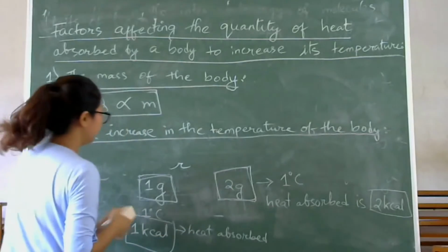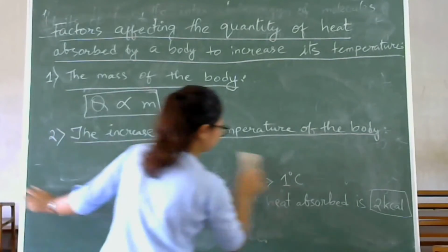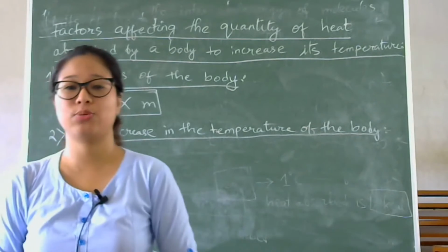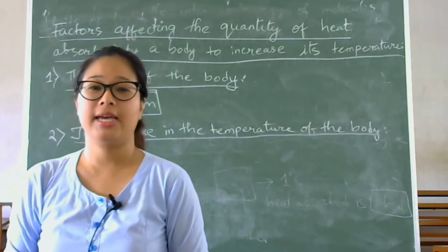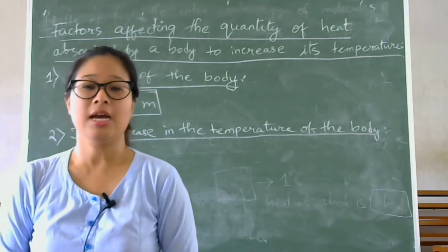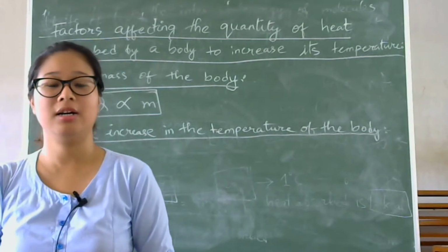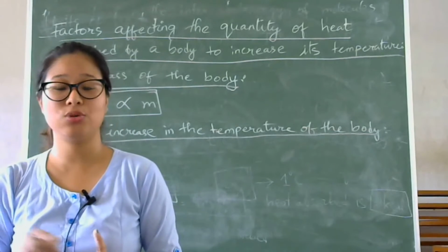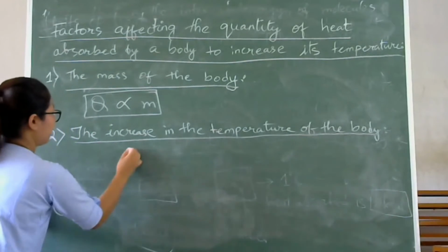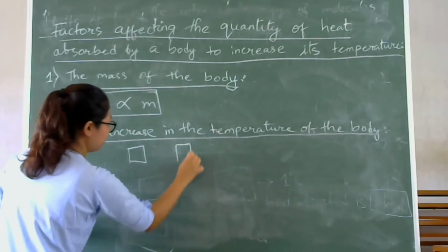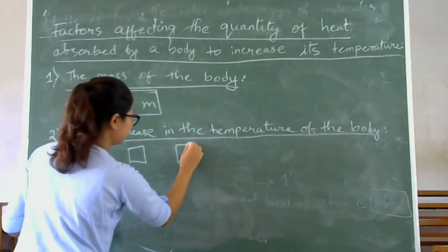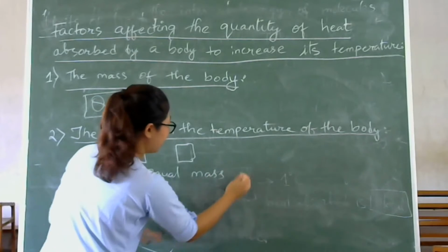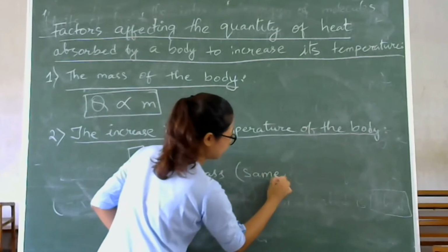The increase in the temperature of the body. Now let us take objects which have equal mass and are made of the same substance. We want to raise their temperatures by 1 degree Celsius and 2 degrees Celsius. I have two objects having equal mass and they are made from the same substance.